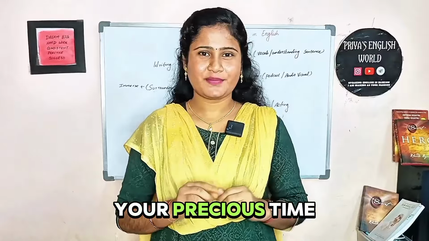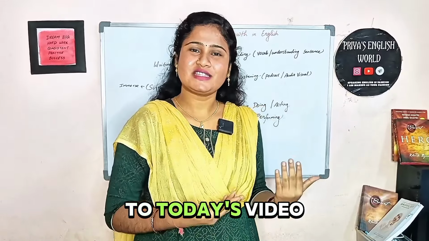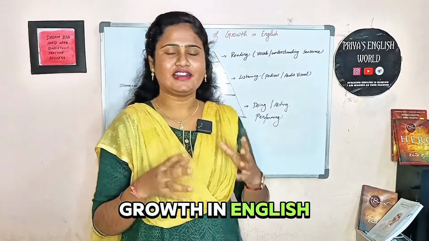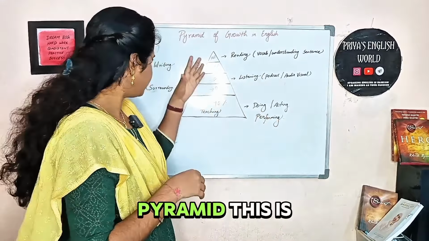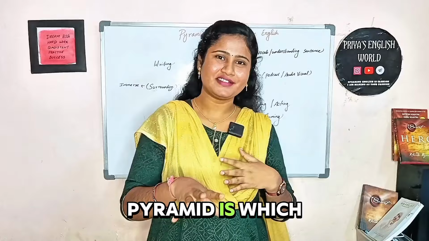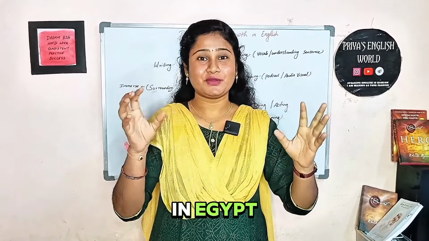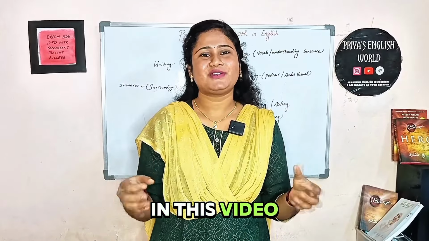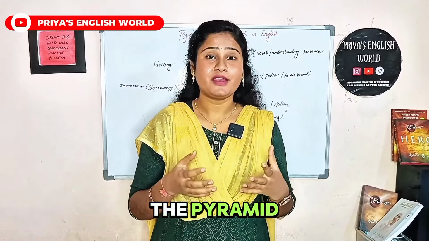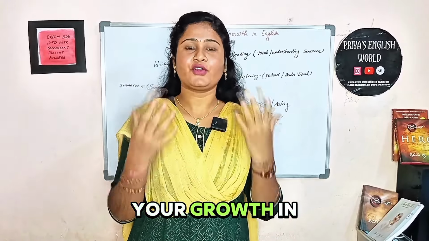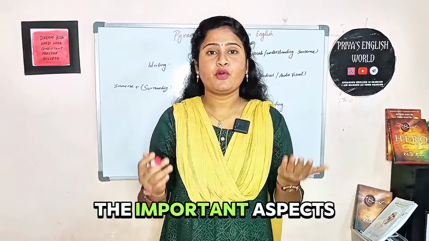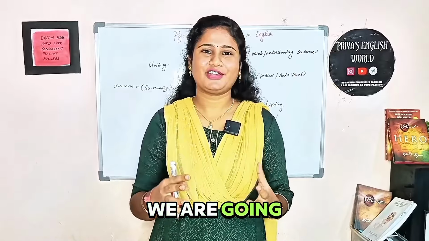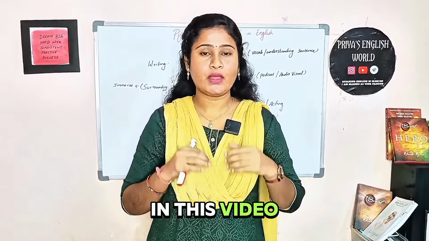So without wasting precious time, let's move on to today's video, which is all about, as you can see, the pyramid of growth in English. What is meant by pyramid? This is called a pyramid. The exact pyramid is located in Egypt, but we are not going to discuss the historical pyramid. Here in this video we are going to discuss the pyramid which is going to be helpful for your growth in English. So let's see the important aspects that this pyramid consists of. What are they? We are going to discuss them elaborately in this video.